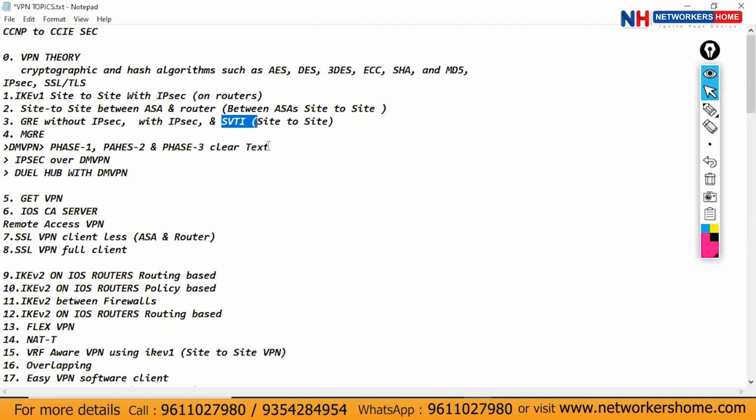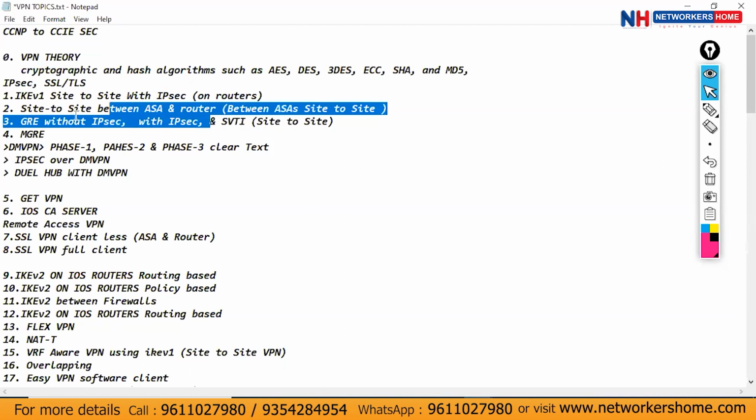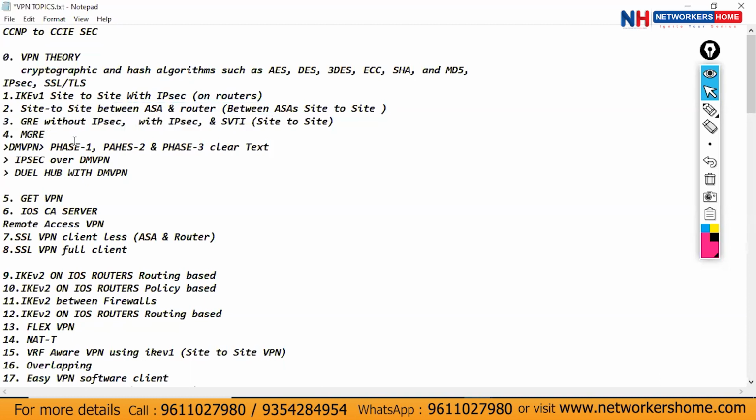It's a separate deployment again. First of all, to understand SVTI, you have to understand GRE. You have to understand the GRE header. You have to understand what IPsec is, what IPsec does, and how the encapsulation happens inside. Then you will understand that GRE is doing one encapsulation and IPsec is doing another encapsulation. So two encapsulations are happening over here.